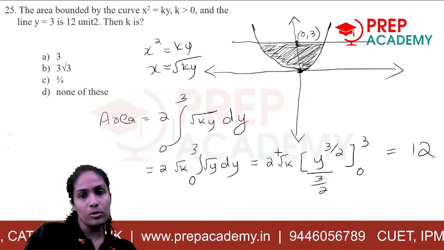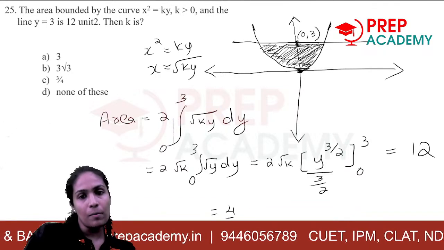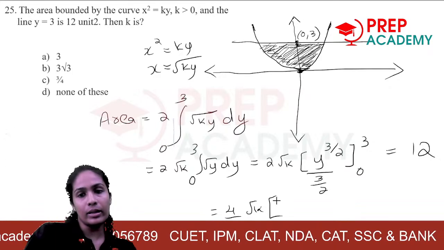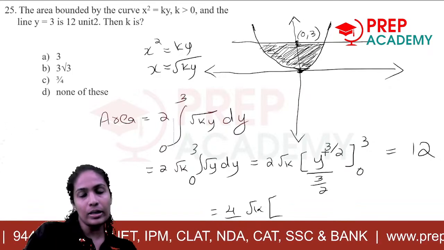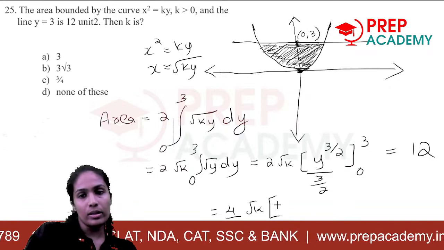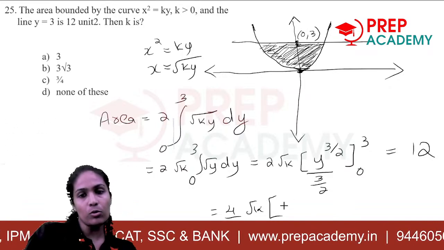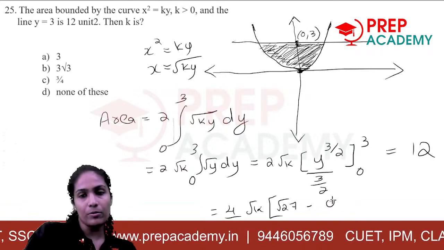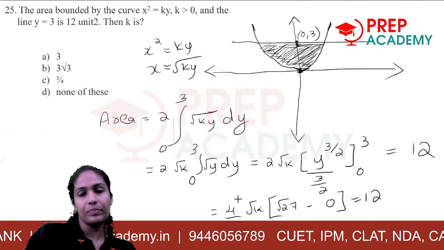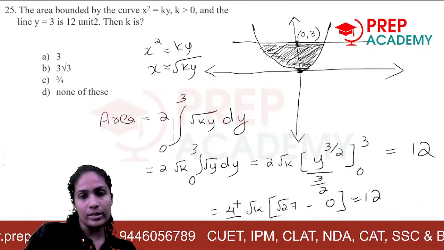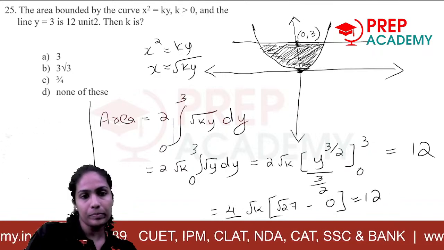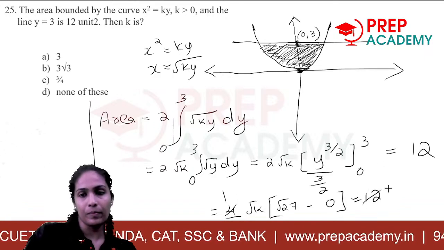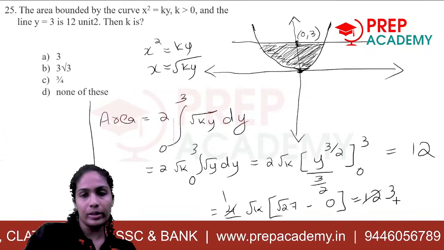So this 2 goes to the numerator. So 2 into 2 is 4 by 3 root k. Now applying the upper limit 3, 3 raised to 3 by 2. That means 3 cube is 27, root of 27. Root 27 minus 0 raised to 3 by 2 is 0, which is equal to 12. You can cut this 4 and 12. This becomes 3.